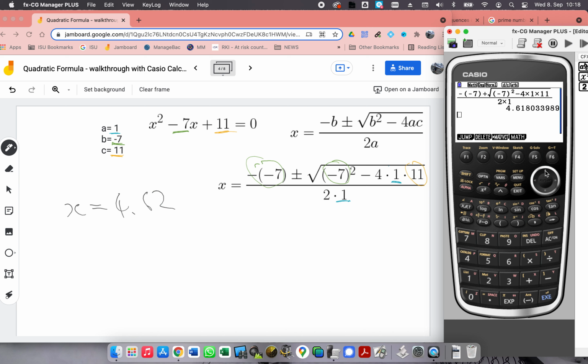Then all I need to do is go up and change one thing here, and that's to change that to a takeaway, not the minus, remember? And that gives me the other solution, which is x equals 2.38.